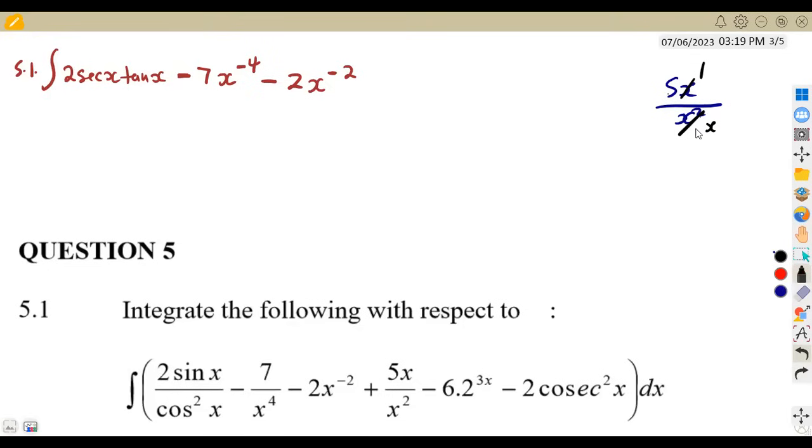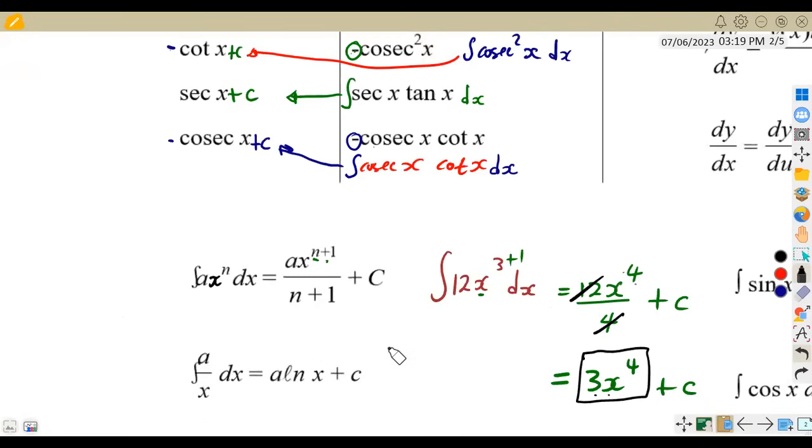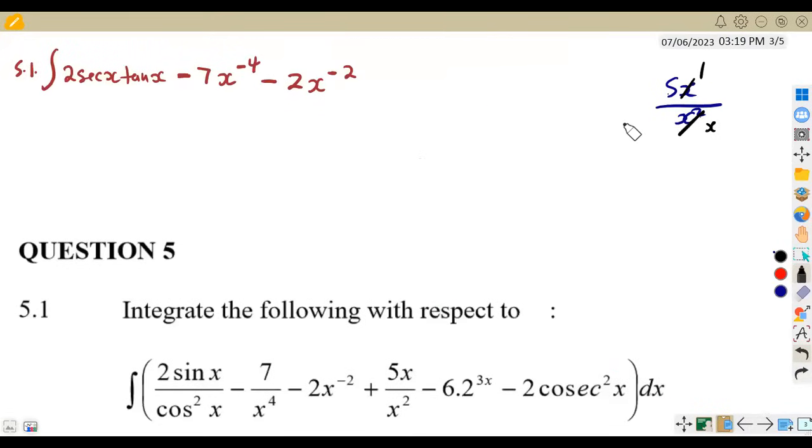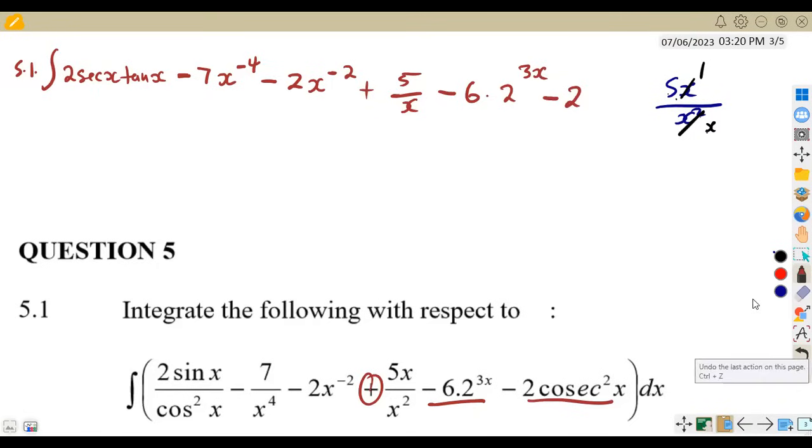So we are going to leave it as 5 over x. Why leave it as 5 over x? Because we have got the integral of such. If you check here, there's an integral that we have of a over x. As long as it's a over x, it can be integrated, so it's in the format that can be integrated. So we're going to leave this as 5 over x. All right, we multiply, it's a positive, so that's plus 5 over x. This one is already in a standard form, so we're just going to rewrite it as it is, -6 times 2 to the exponent of 3x. Then this one already is in the standard form. We are just going to rewrite it as it is again, which is cosec squared x.